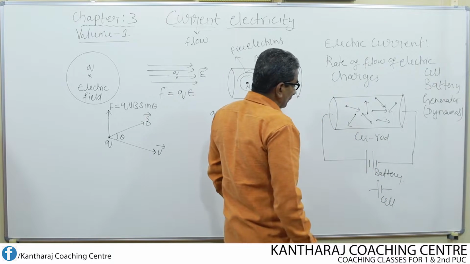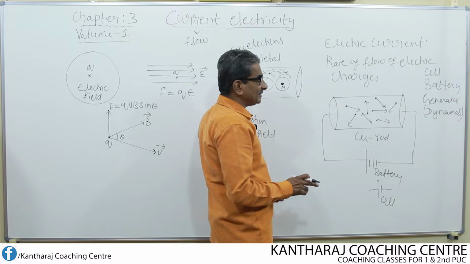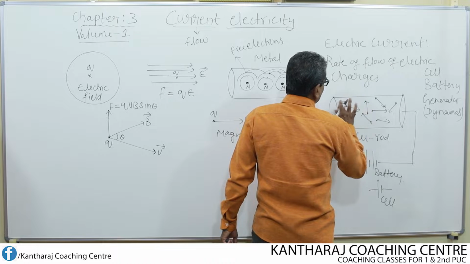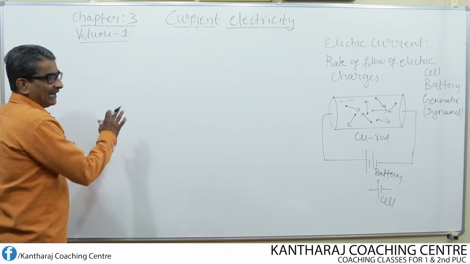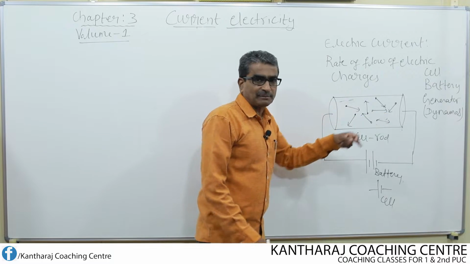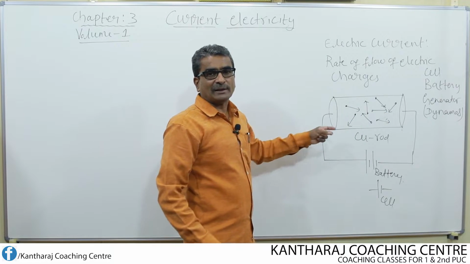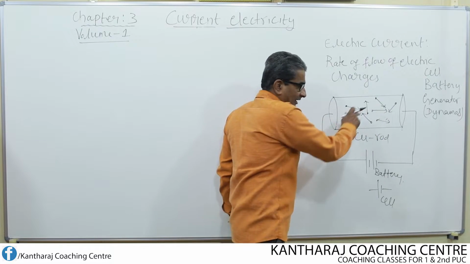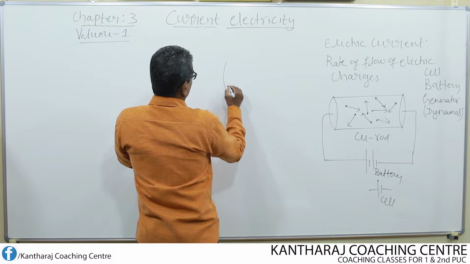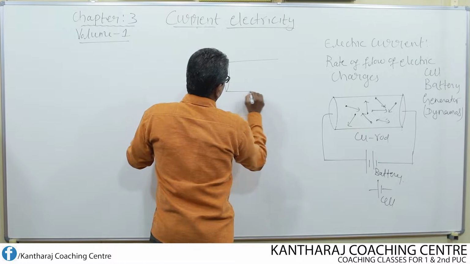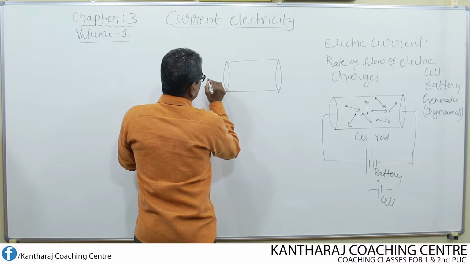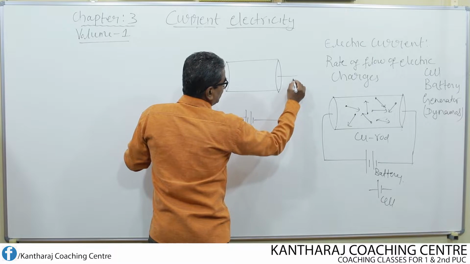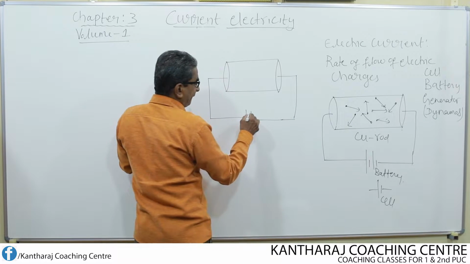Now, when we connect this, what happens? An electric field is set up inside the conductor. Look here. An electric field is set up inside the conductor. As a result of the electric field set up inside this conductor, these electrons now begin to move in a regular order. Let us draw one more diagram to understand this. So this is the metallic conductor. I applied the electric field. How is the electric field applied? By connecting this rod to a battery.